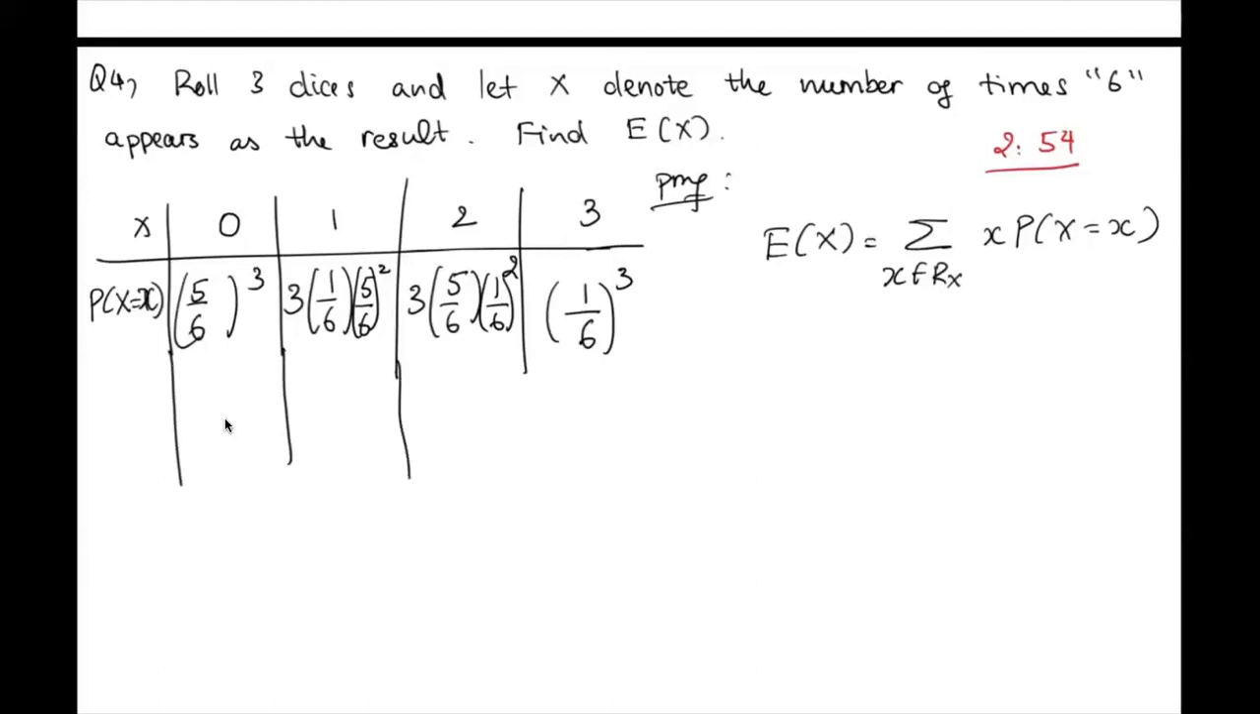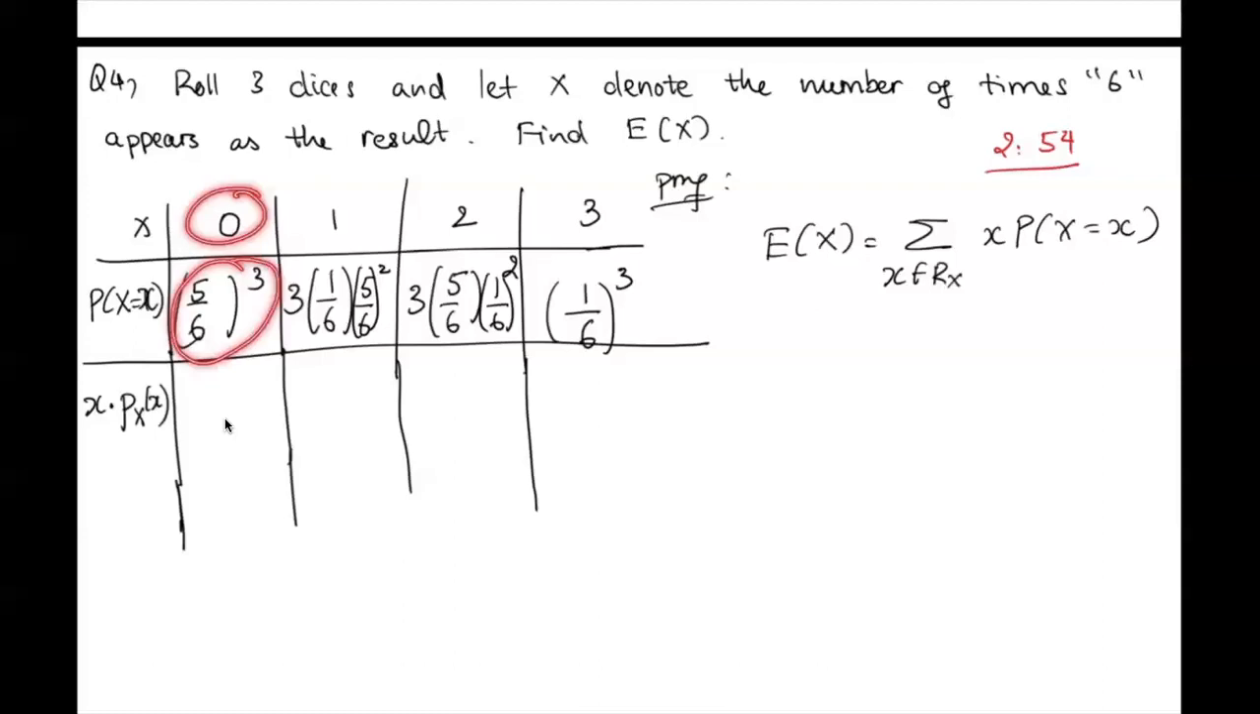Okay, after that, what I recommend students do is, at the same table, create another row and calculate X multiplied by the probability corresponding to it. So at each column, you take the first row, the value of X, multiply it with the value of the second row, which is the probability, and then you write that result in the third row. So 0 multiplied with anything would be 0. 1 multiplied with anything would be that number.